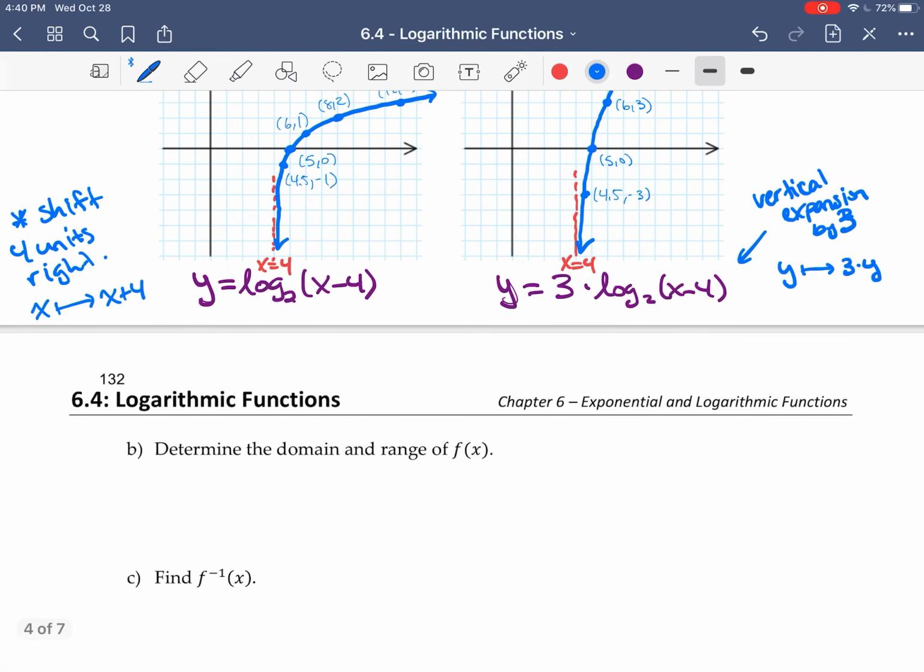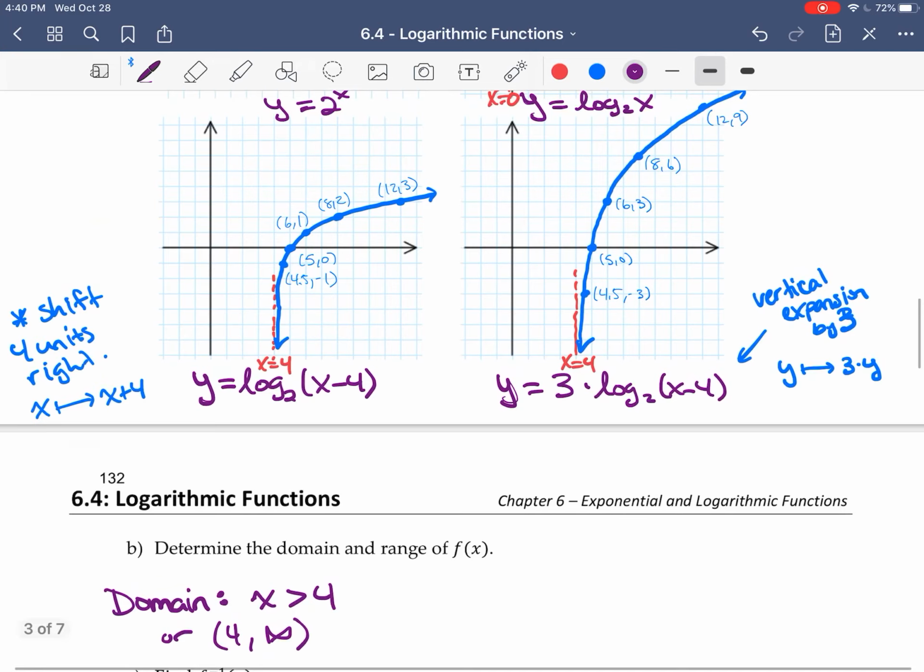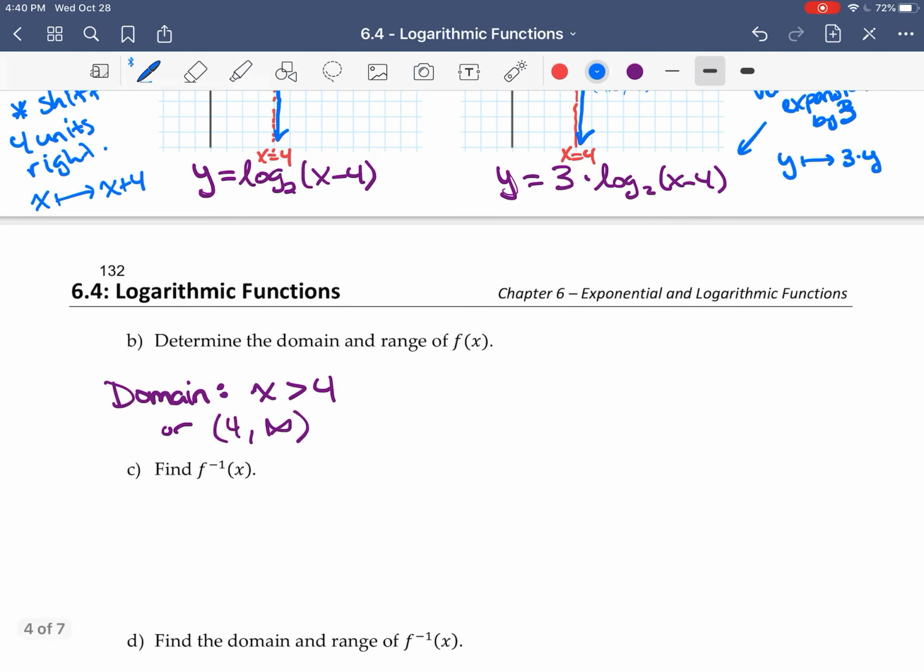So the domain, you can see from the graph, is going to be x bigger than 4, or from 4 to infinity in interval notation. So from the graph we can read that, or you could compute it by saying that you need the inside bit, x minus 4, to be bigger than 0, which means that x has to be bigger than 4. Now the range we can see from the graph is going to be all real numbers. Those infinities are looking a little skewed here.